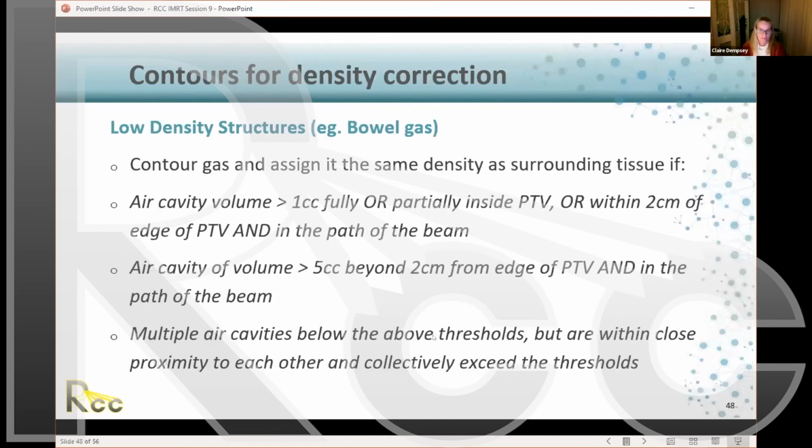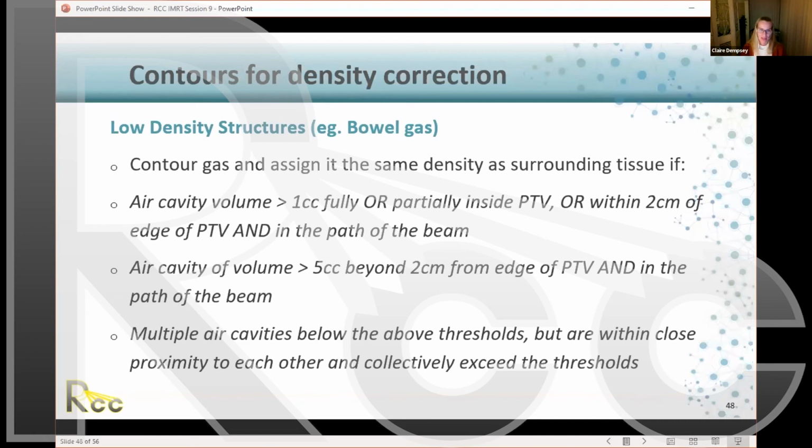So in my department, there's a couple of rules that we do in terms of contouring air or low density structures. So we contour the gas in the patient and we assign it the same density as the surrounding tissue. And we do this for air cavities of greater than 1 cc that's fully inside the PTV or partially inside the PTV, or within 2 centimeters of the PTV, and it's within the path of the beam. So there's different criteria. But you'll get these slides so you can review this. It's a bit hard to take in the next few minutes.